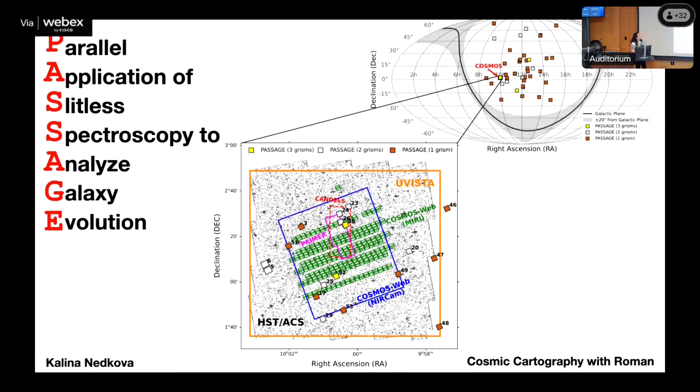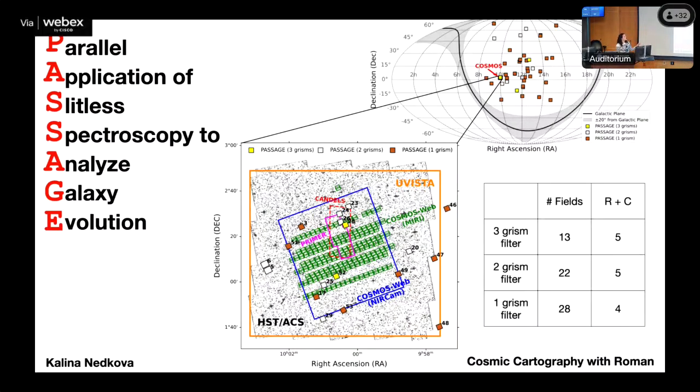In total, PASSAGE observed 63 independent fields. You can see the distribution of them up here. If we zoom in on the COSMOS field, you see that we have about a dozen fields where we have the wonderful grism spectroscopy from PASSAGE, as well as the wealth of photometric data from a variety of facilities, including HST, JWST, and a lot of ground-based observations. These are fantastic because they have both very deep photometry and spectroscopy.